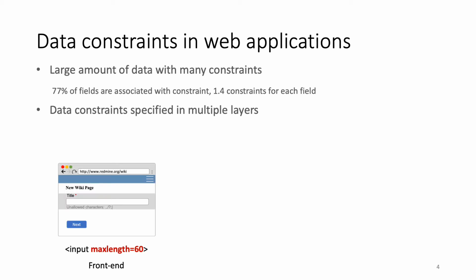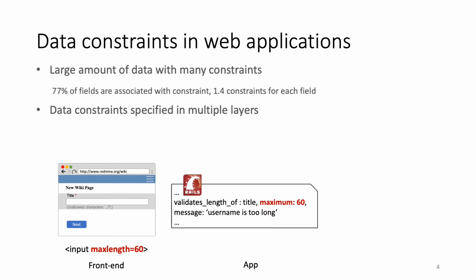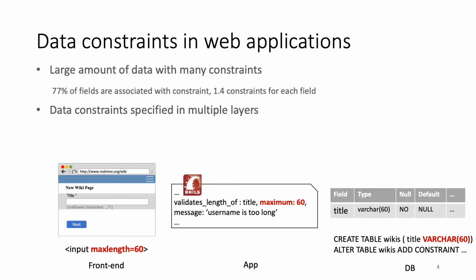In a Rails application, the front end can specify the length requirement using the HTML input tag. The application can specify the same constraint using the Rails validation function. Also, the backend database server can specify it using SQL queries.